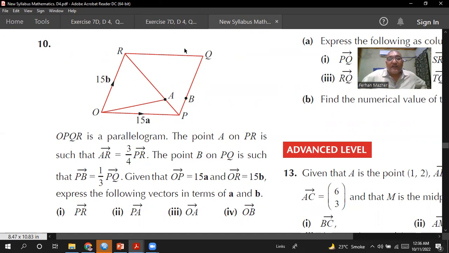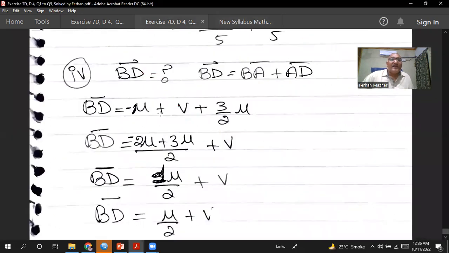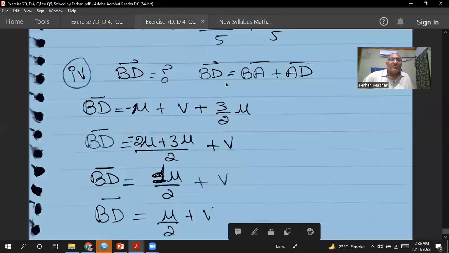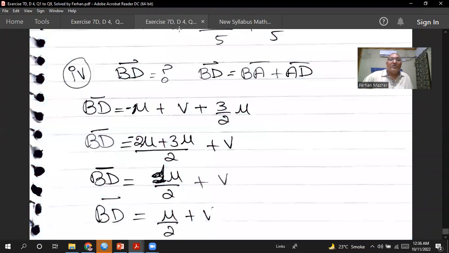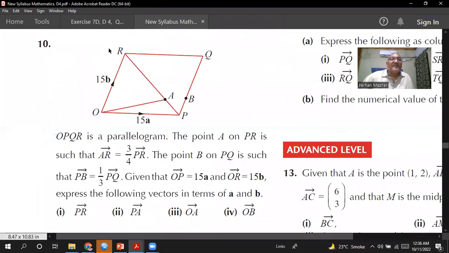Okay, express the following vectors in terms of A and B. So first thing they are asking is to find the P to R. For that, I will make the bypass. From P, I will go to O. From O, I will go to R. Okay, so very simple. So let me show you.